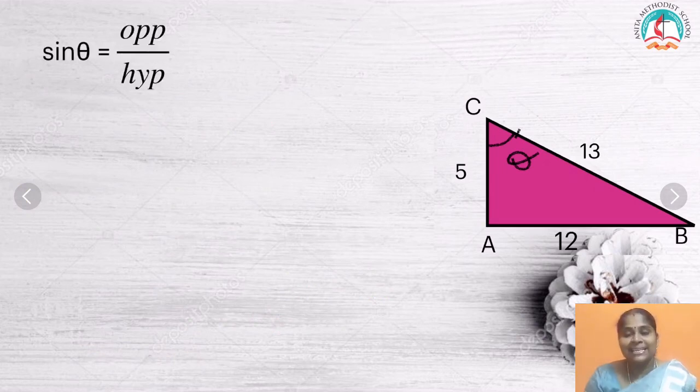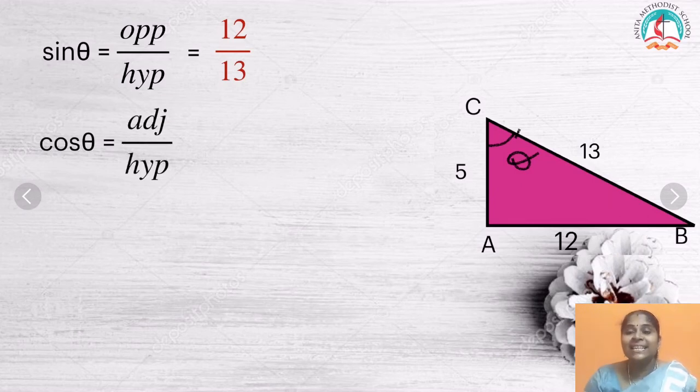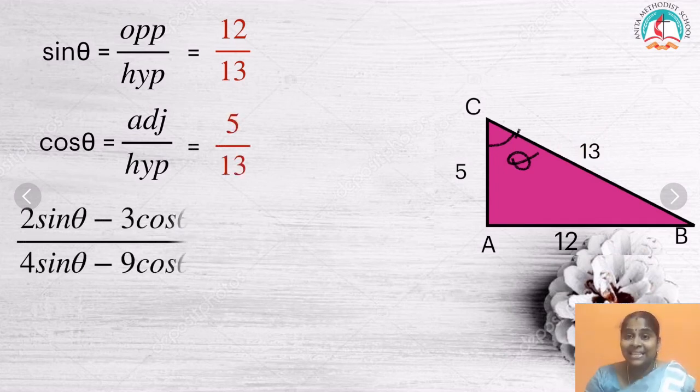How to write the sine theta? Opposite by hypotenuse. What is the opposite here? Yes, AB is opposite, and which is the adjacent side? Yes, children, AC is the adjacent side, and which is the hypotenuse? 13 is the hypotenuse. So we have to write it is 12 by 13. Yes. Next, how to write cos theta? Cos theta is equal to adjacent by hypotenuse. What is adjacent? The value of adjacent is 5 and the hypotenuse is 13. So 5 by 13.